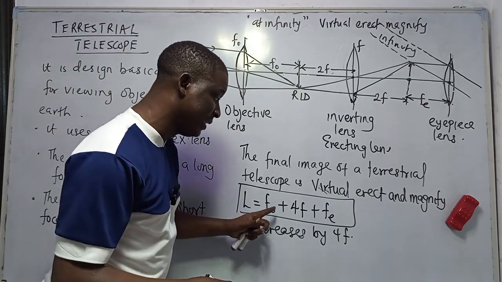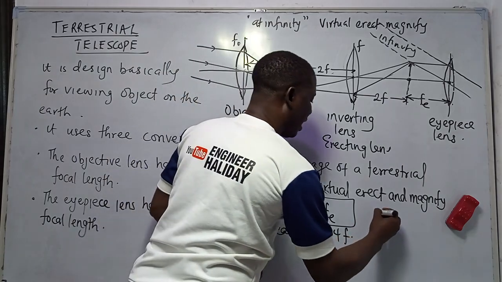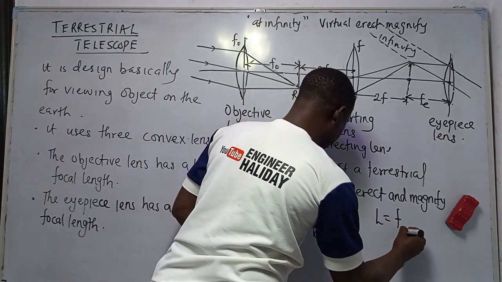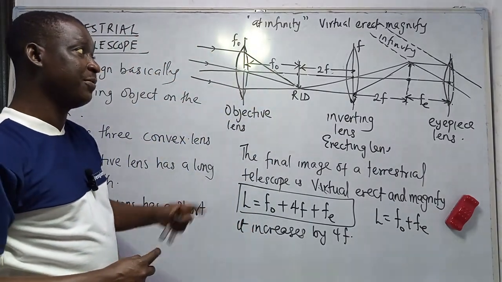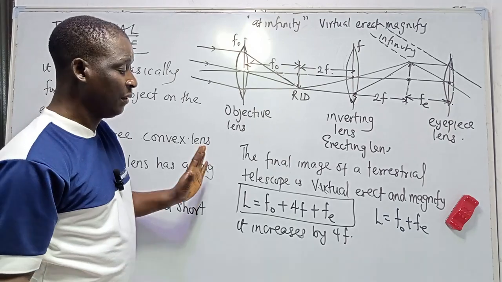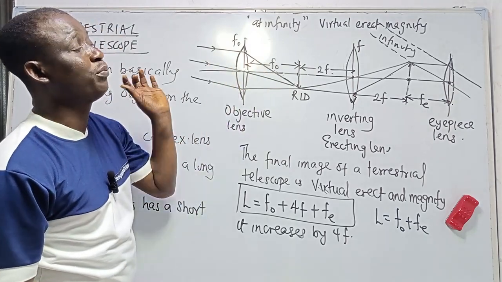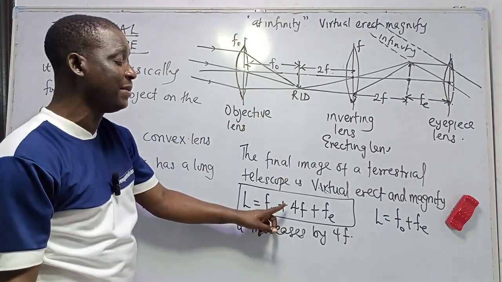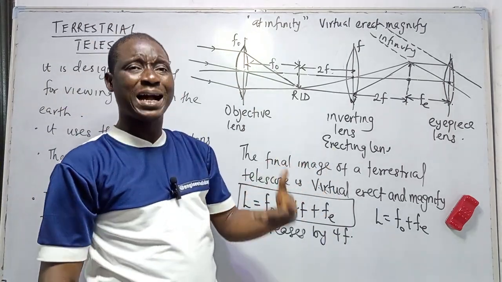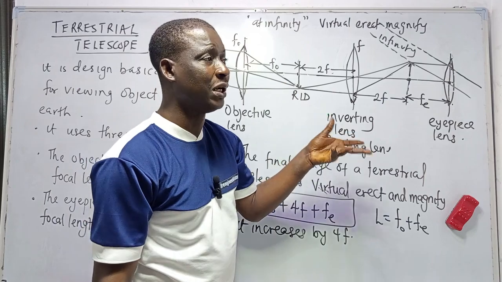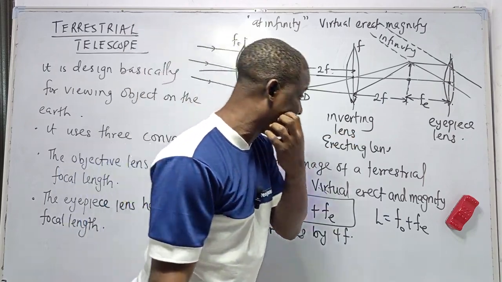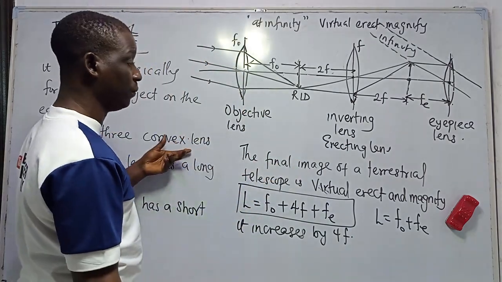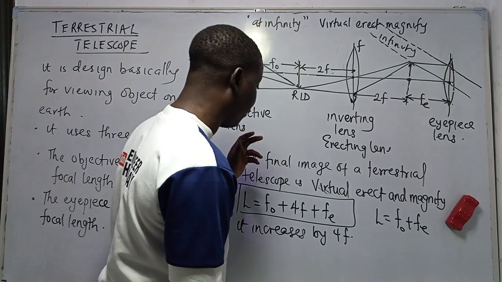I've told you that for the astronomical telescope, go and watch the video, the length between the two lenses is f naught plus fe that I gave you. But here they have 3 lenses, and that brought about the increase in length. So this one has a longer length compared to the astronomical telescope and even the Galilean telescope. So please take note of that.